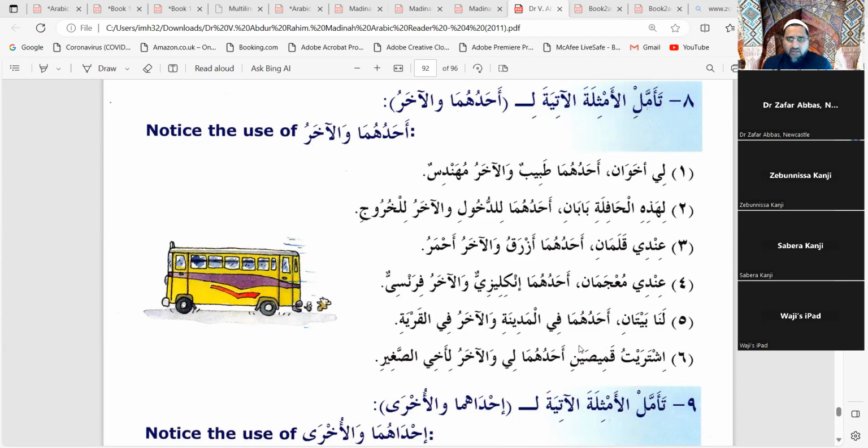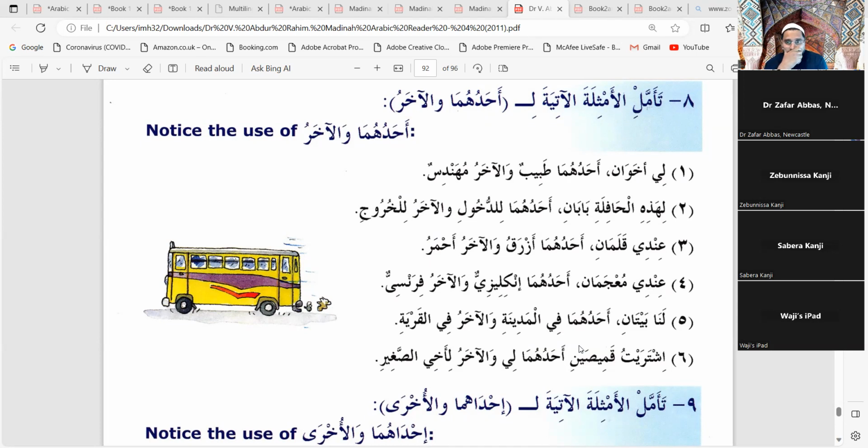This is use of ahaduhuma. Li akhwani, I have two brothers. Ahaduhuma tabibun wal akharu muhandisun. One of them is a doctor and the other is an engineer. Lihadhihi al-hafilati babani.